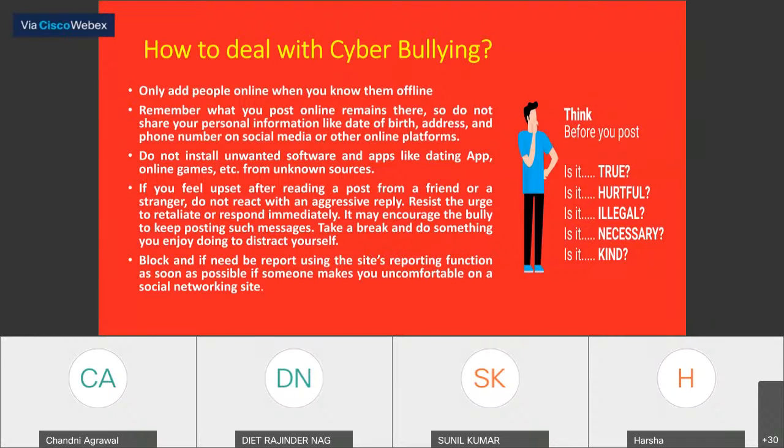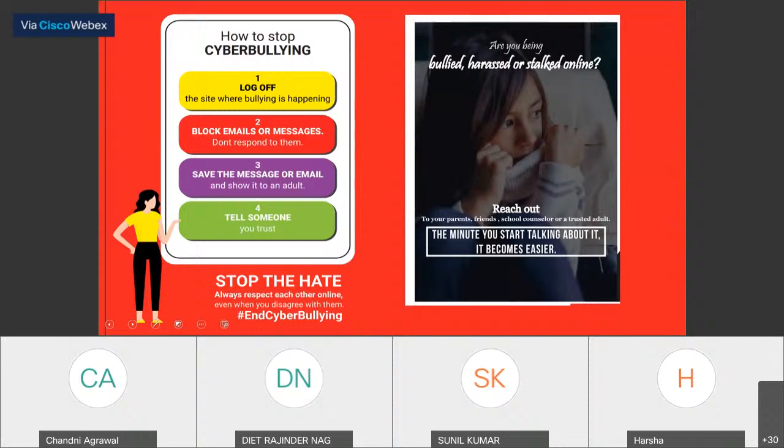If you feel upset after reading a post, don't react immediately. Sometimes people enjoy irritating someone. Block the person and report the incident. So to stop cyberbullying: log off, block emails or messages, save the message or email, show it to an adult, tell someone you trust. Otherwise, what the kids do is delete the message. But tell them, keep the messages.